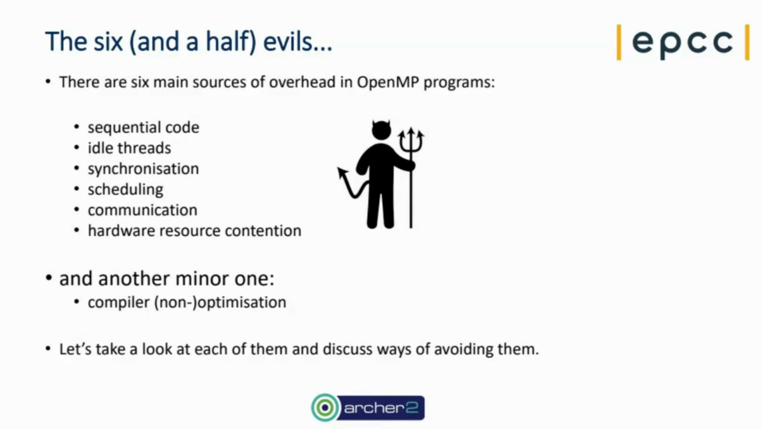So I like to think of it as there's really 6 main categories of overhead that we get from OpenMP programs. So there they are there. We've got sequential code, idle threads, synchronization, scheduling, communication, and hardware resource contention. So I'm going to spend a bit of time talking about each of those. And so my title of my slide says 6.5. So what's the half? There is another minor one which I'll mention at the end, which is to do with compiler optimization or non-optimization, to be more specific.